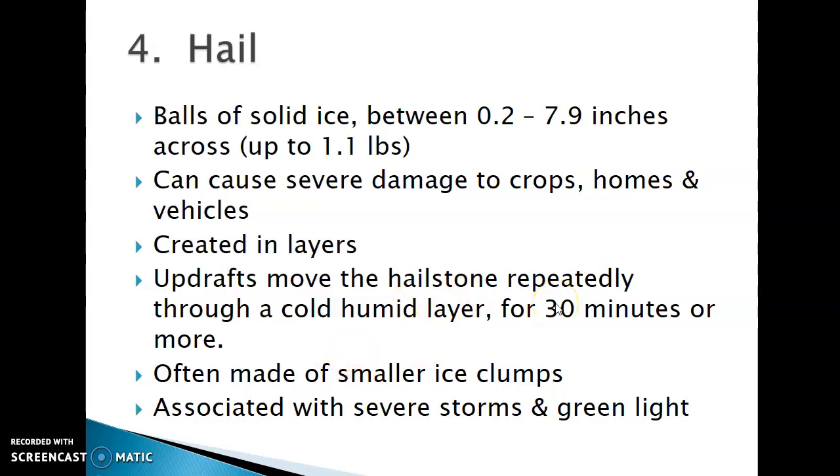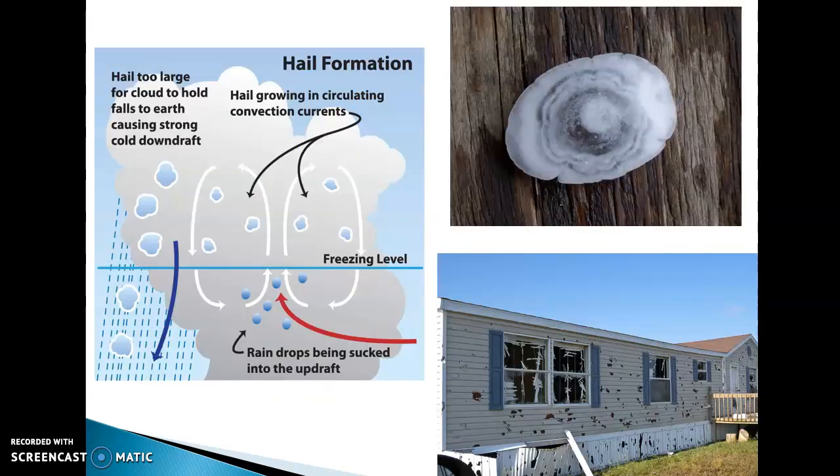In order for hailstorms to form, you have to have really strong updrafts, which means that these are associated with very severe storms. And also, there's kind of a thing that happens to the color of the light that comes through severe storms that can produce hail. There's sort of a green tint that the sky can get during really bad storms. And that would be an indicator for a possible hailstorm as well.